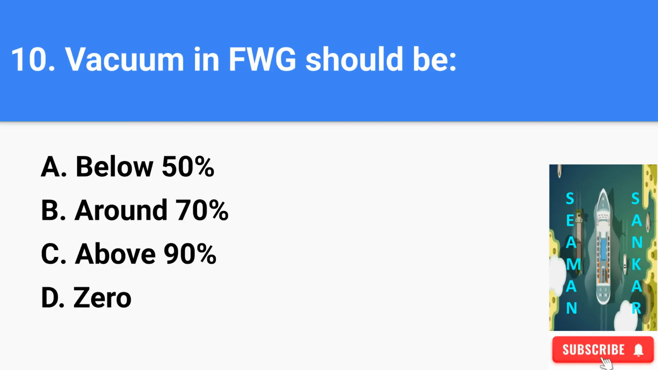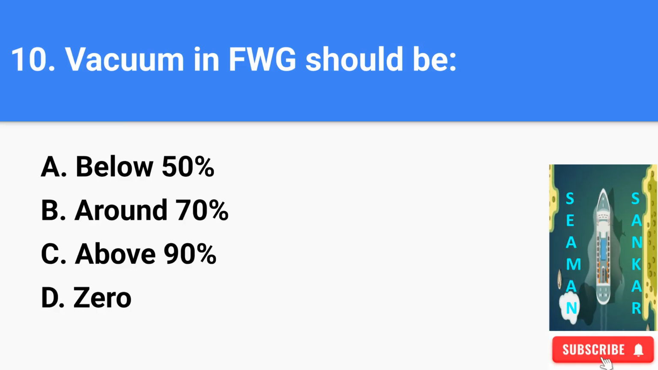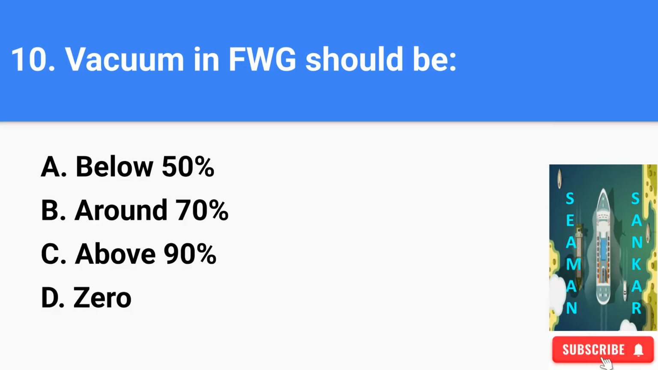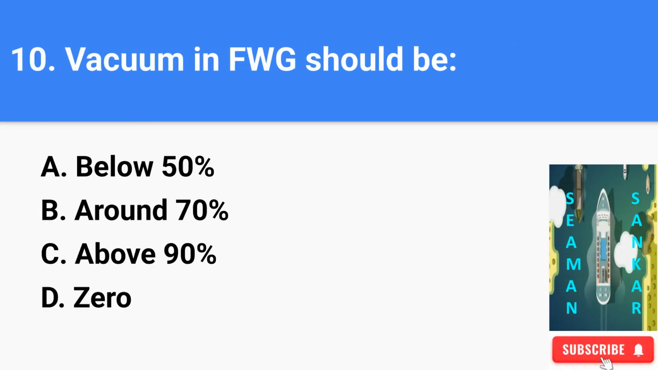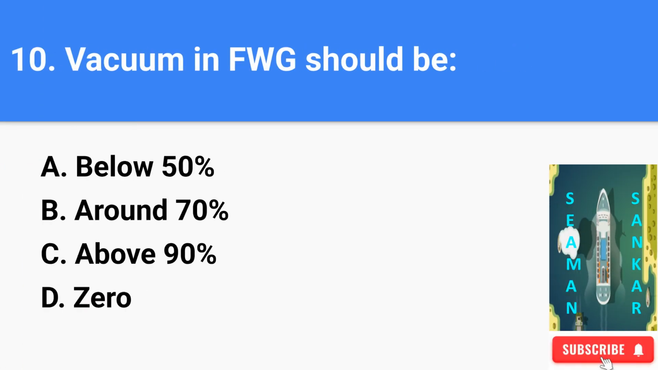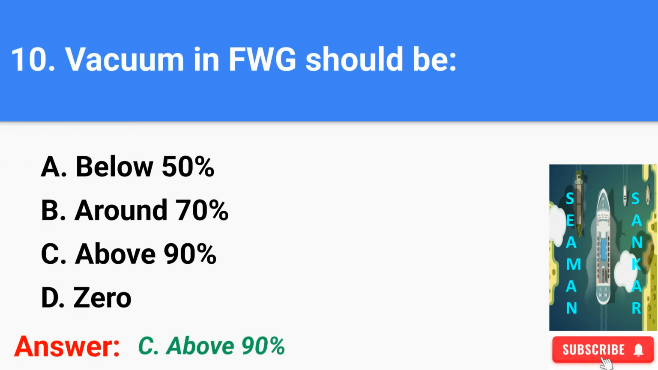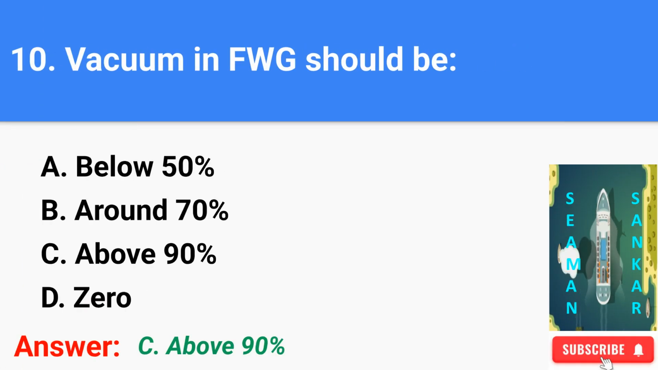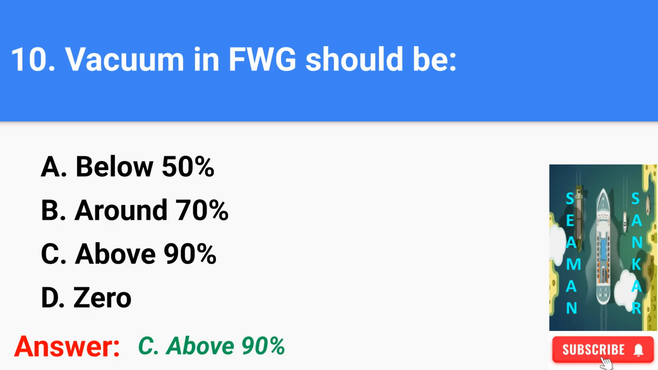Question 10. Vacuum in the freshwater generator should be A. Below 50%, B. Around 70%, C. Above 90%, D. 0. The correct answer is C. Above 90%. A high vacuum is crucial in an FWG to facilitate evaporation at lower temperatures, typically exceeding 90%.